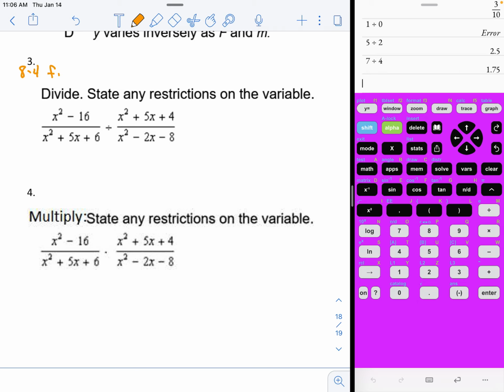We need to factor the tops and the bottoms. I should use my bigger words. Factor my numerators and my denominators. We're going to flip since it's division. This is division, so the second one needs flipped. And then we'll cancel anything that matches on top with anything that matches on the bottom.